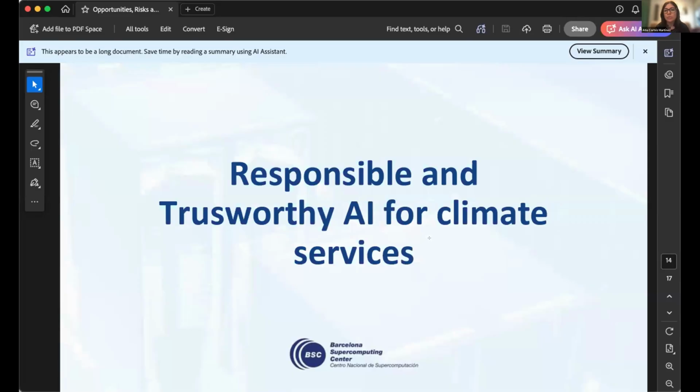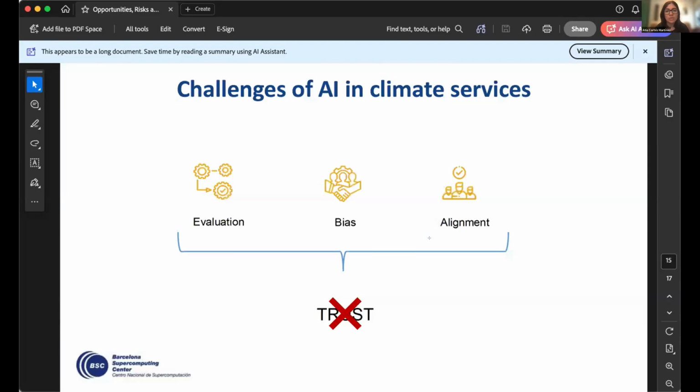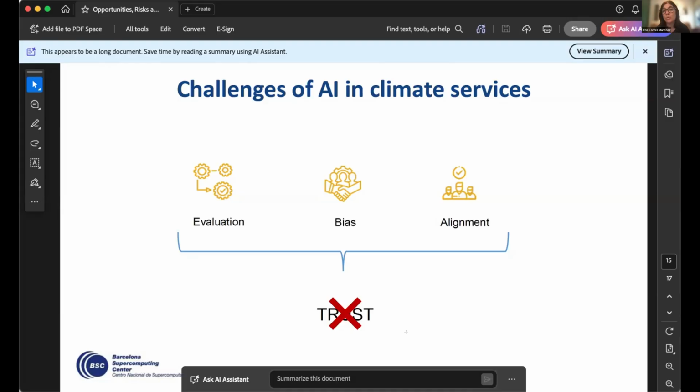So these are all decisions that we need to make. So how do we move to this responsible and trustworthy AI for climate services? The problem is that if we are failing in one of these challenges or in some of them, then we don't have trust anymore, because we cannot ensure that the system is working as we want, that it's representing the people that we want, and that it's making the right decision.